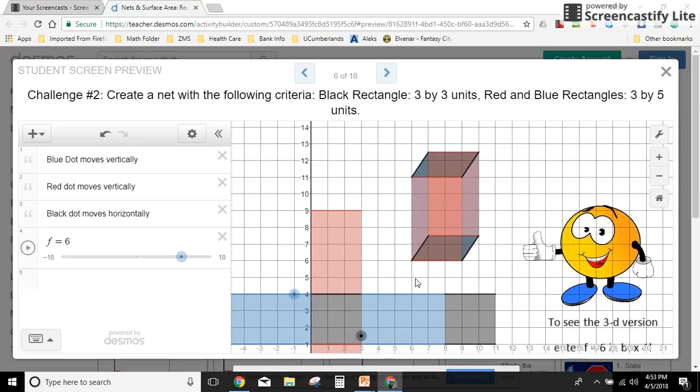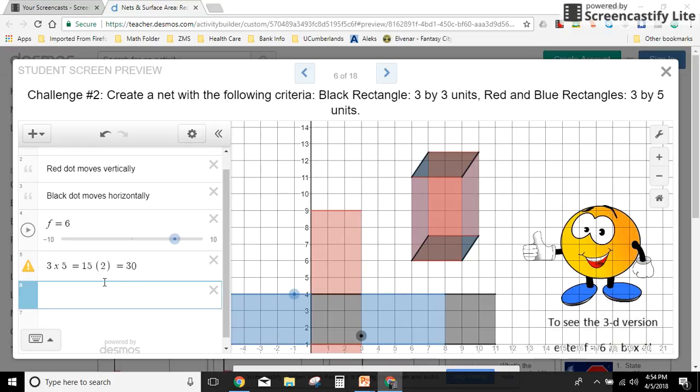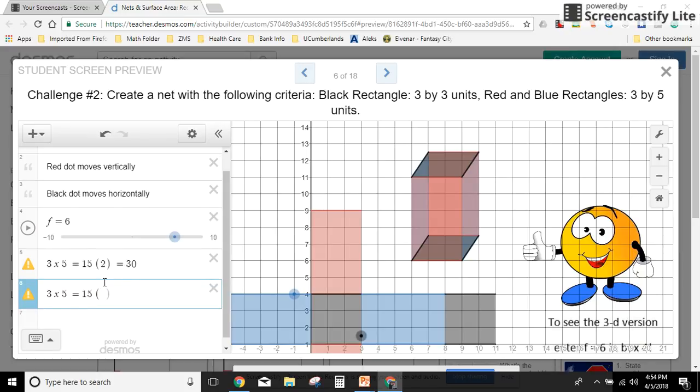Now let's talk about the surface area of this rectangular prism. I want to first talk about the blue rectangles. The blue rectangles are 3x5. So if I multiply 3 times 5, I get 15 units. There are 2 of those. So 15 times 2 equals 30. That's the area of my blue rectangles. Now let's talk about the red rectangles. Each one is 3x5 as well. So I'm going to do the same thing. 3 times 5 equals 15 units. There are 2 red rectangles, so I also have 30 units squared for the red rectangles.